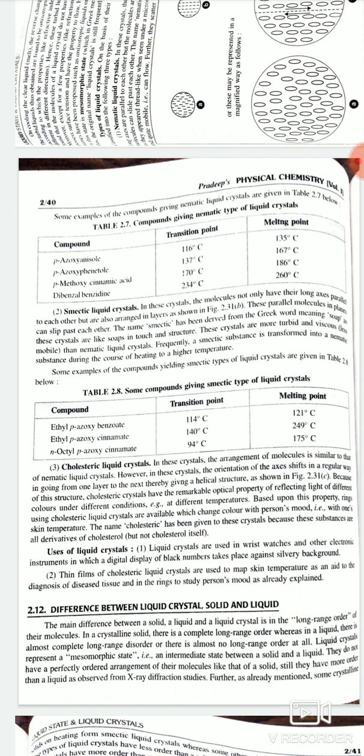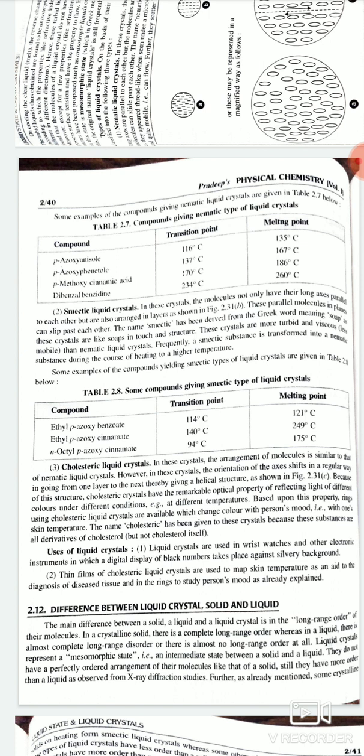Second is smectic liquid crystals. In these crystals, the molecules not only have their long axes parallel to each other but are also arranged in layers. These parallel molecules in planes can slip past each other. The name smectic has been derived from the Greek word meaning soap, as these crystals are like soap in touch and structure. These crystals are more turbid and viscous, less mobile than nematic liquid crystals. Frequently, a smectic substance is transformed into a nematic substance during the course of heating to a higher temperature.